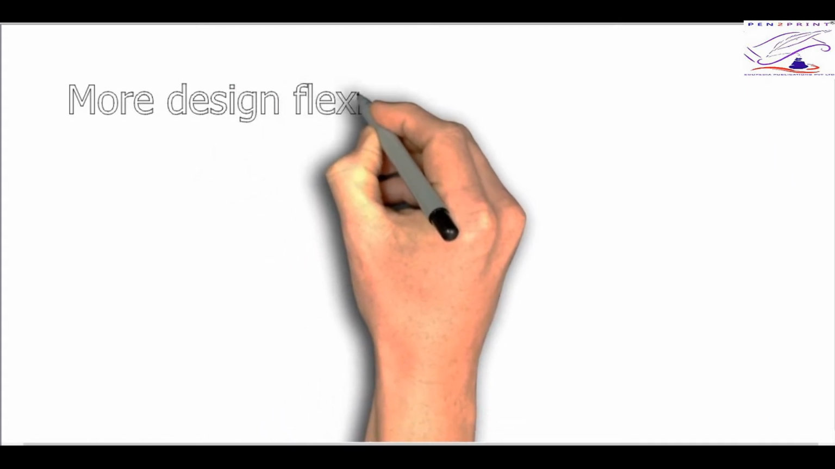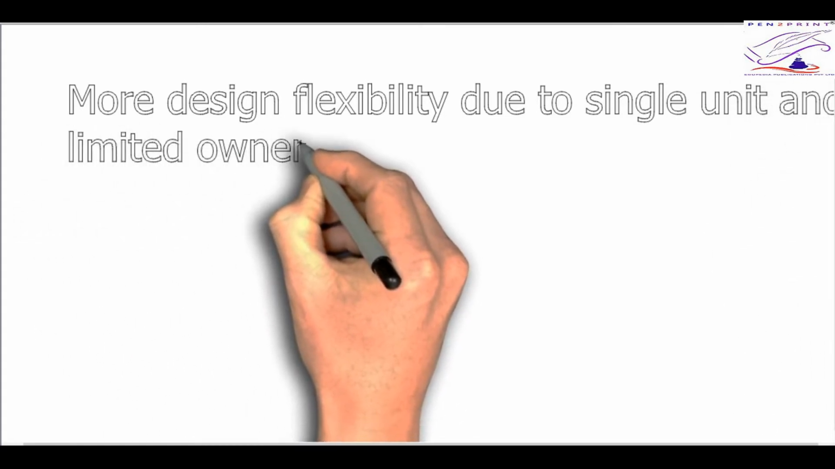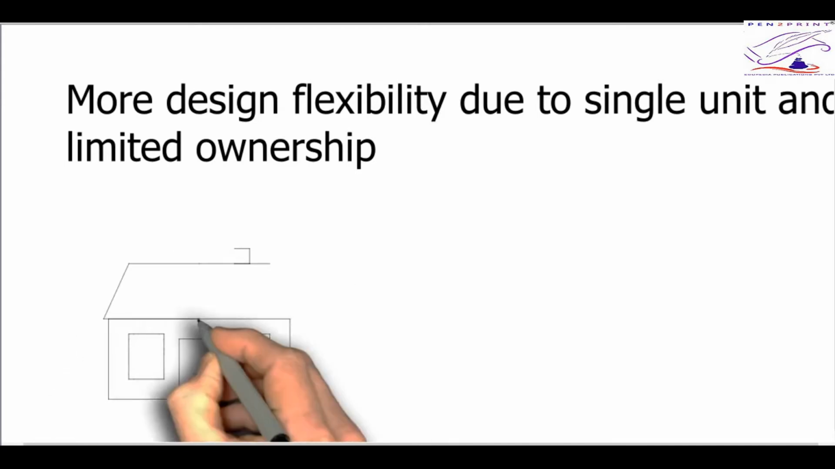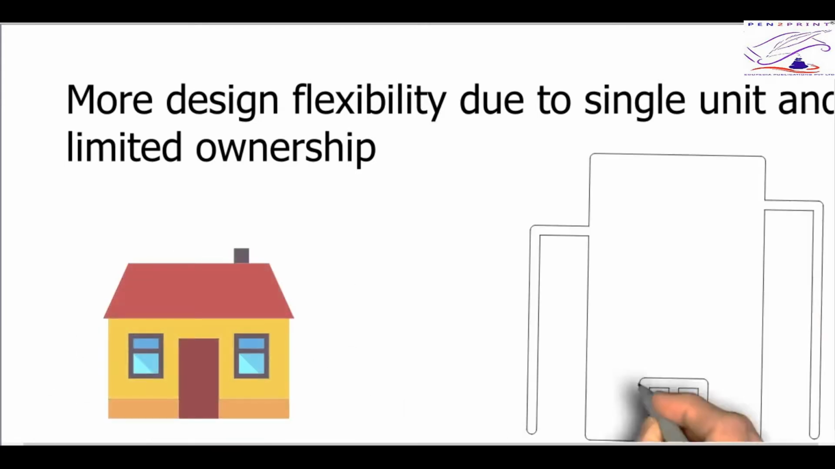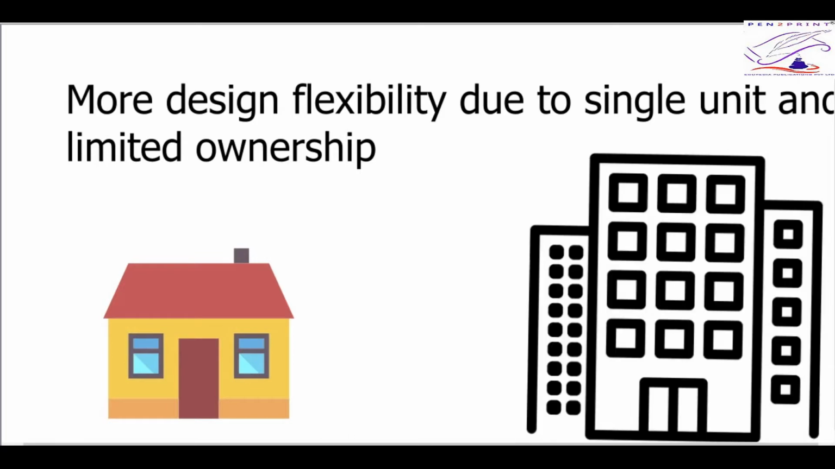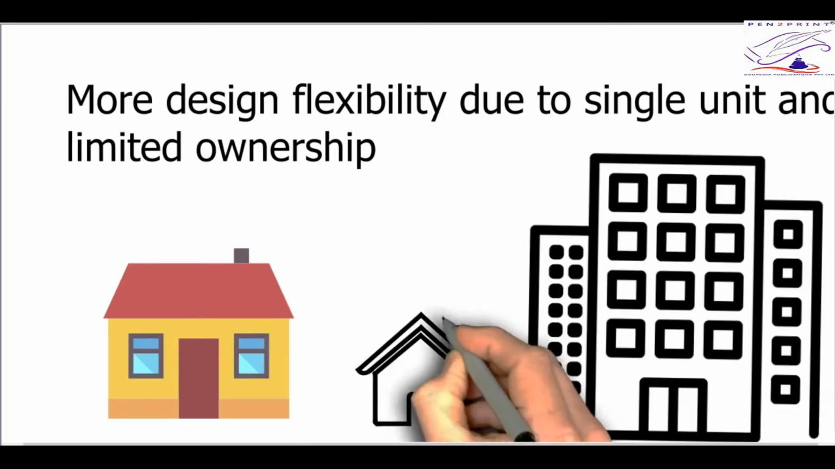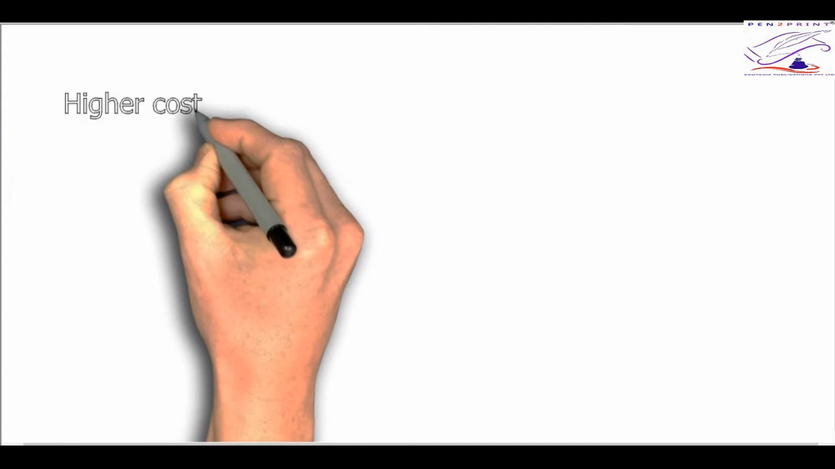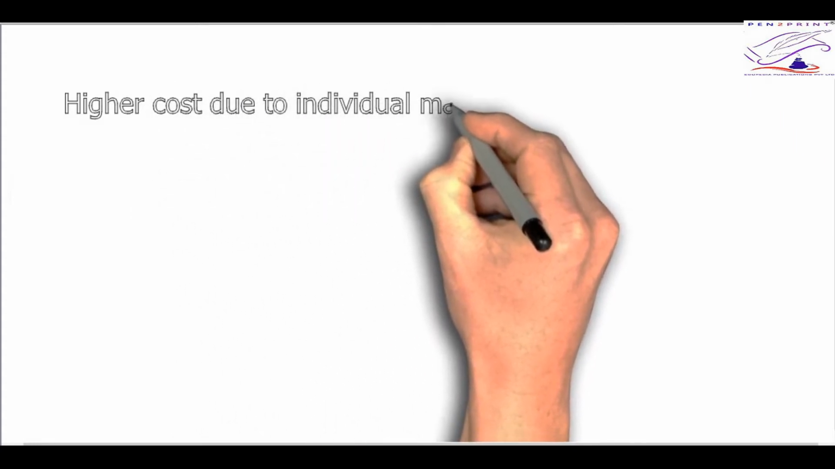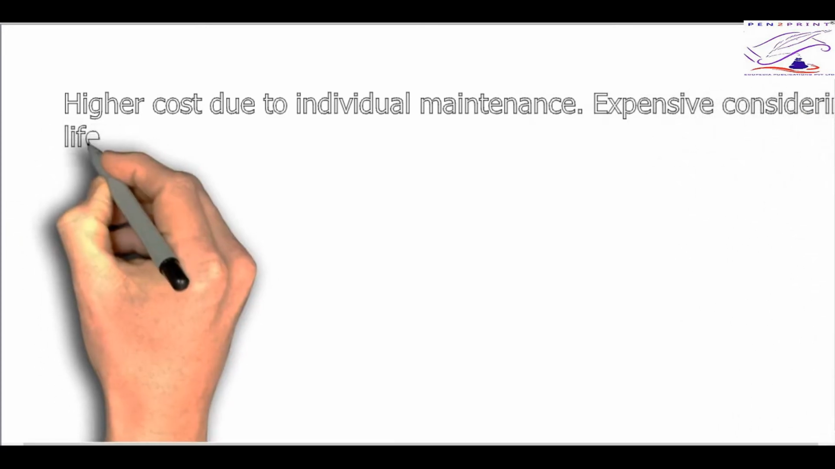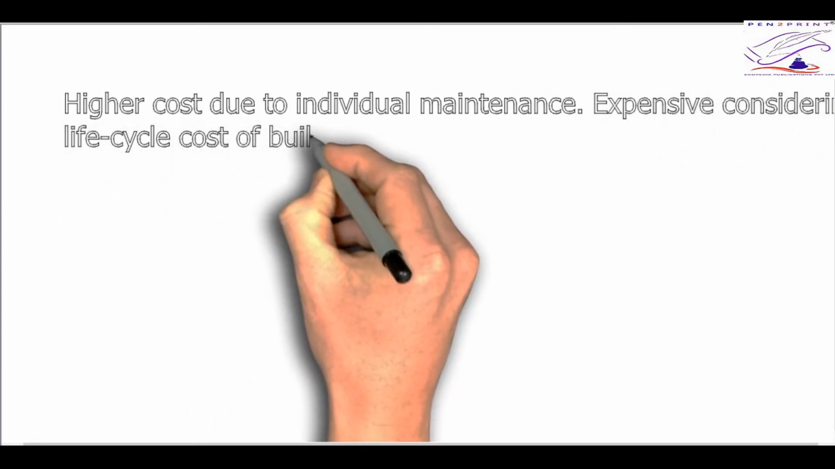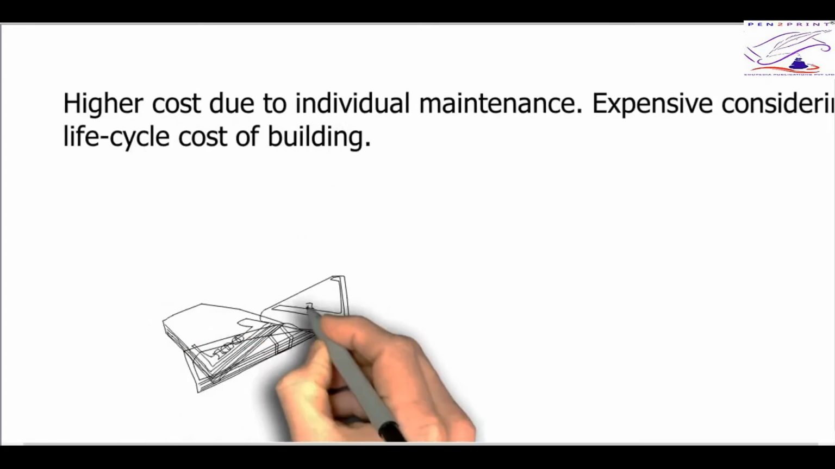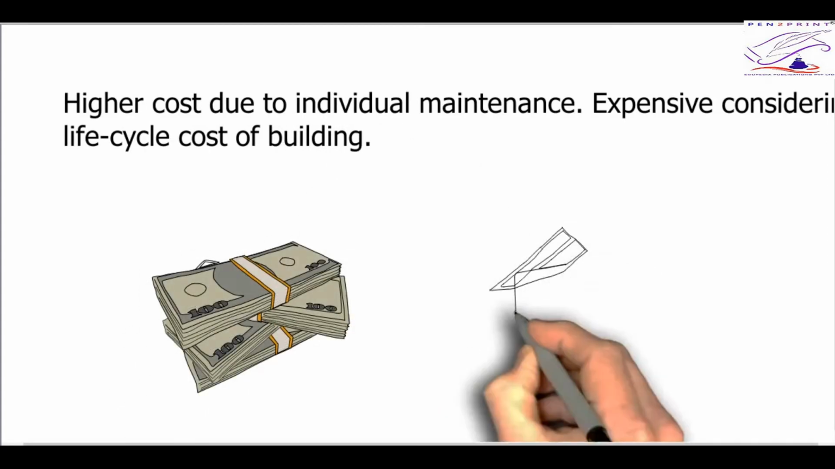There will be more design flexibility due to single unit ownership residing in individuals. Because they have the individual ownership, they will design their homes based on their own choice and capacity of spending. There will be higher cost due to the individual maintenance of the resources for construction of the building and maintenance of the buildings. It will be expensive considering the life cycle cost of the buildings.